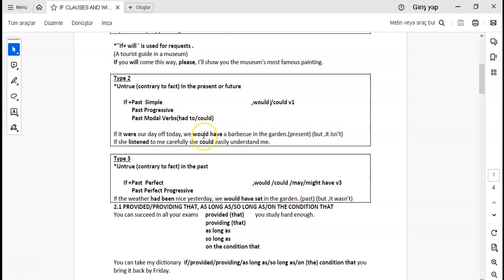And so in the second part we use would. And also here's an example of the past simple, and again here we use the past simple. The difference here is that here is not ability, but here we're talking about an ability.